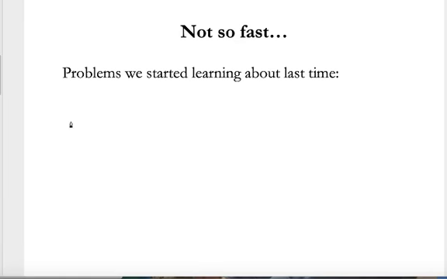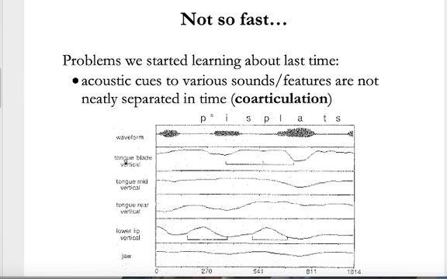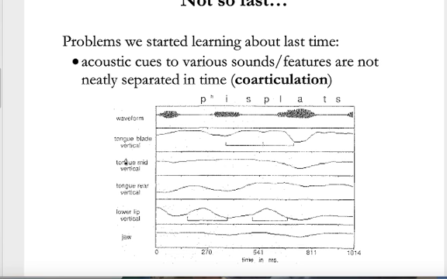Okay, so what goes wrong with our naive speech perception model, where acoustic features roll in, you identify them, you associate them with linguistic features, and thereby perceive speech? Well, here's some things that we looked at last time. First of all, acoustic cues to various sounds or various features are not actually neatly separated in time. They tend to occur at the same time, and we refer to that as co-articulation, or as the acoustic effects of co-articulation, which is maybe more properly an articulatory concept.